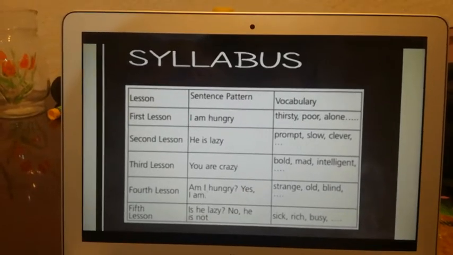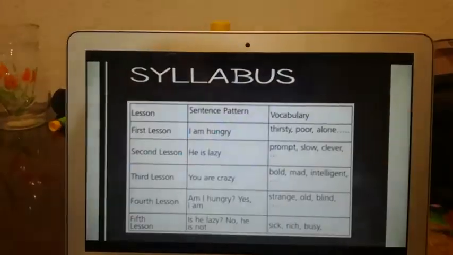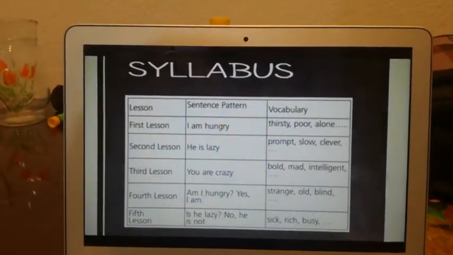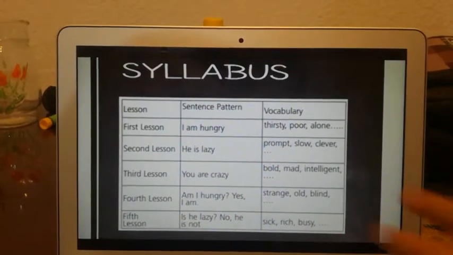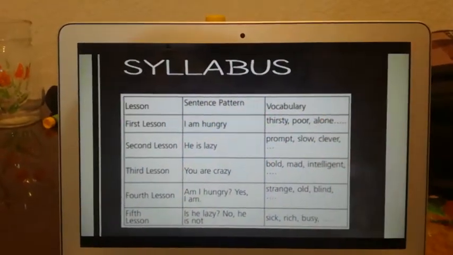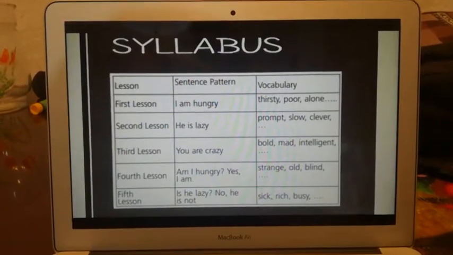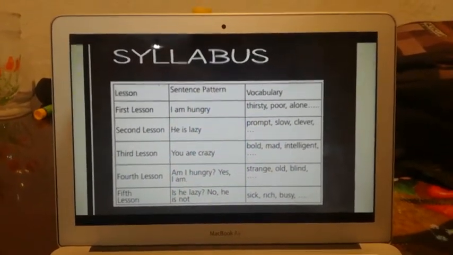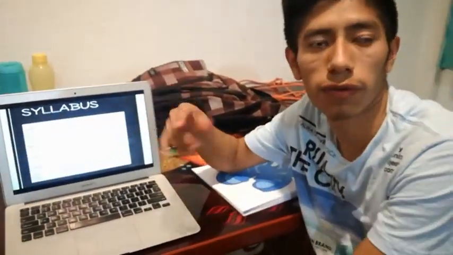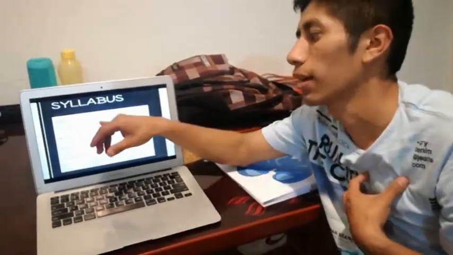For example, in the first lesson, the sentence is I'm hungry. So the vocabulary maybe is thirsty, poor, alone. I think it is clear. In the first class, maybe you use just one form. For example, I am hungry.